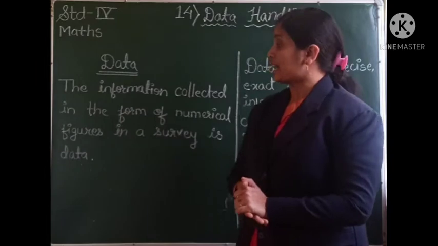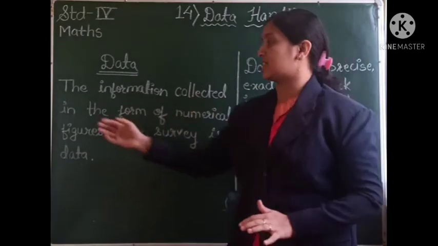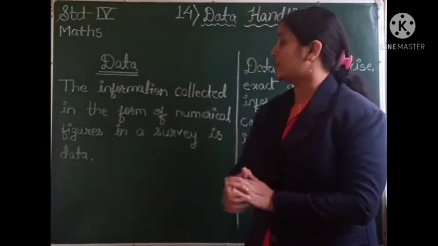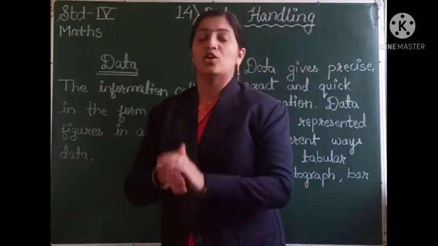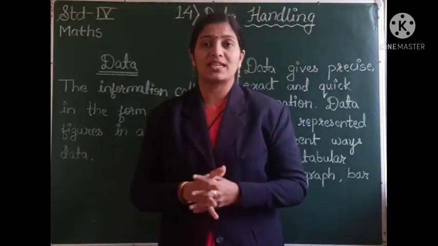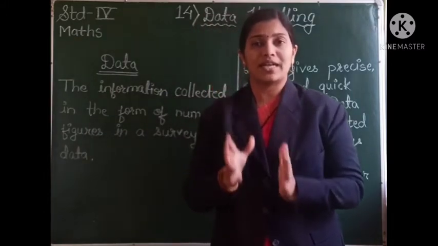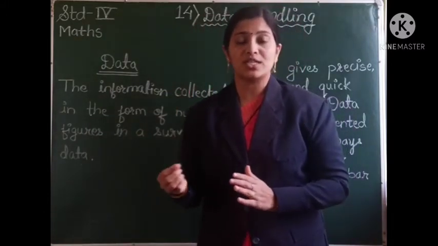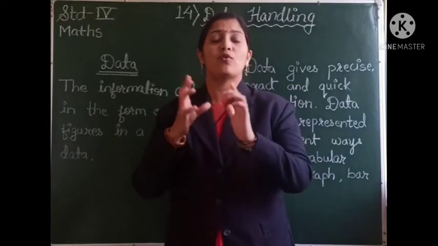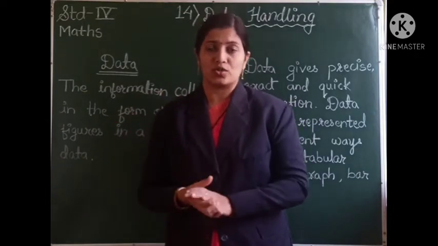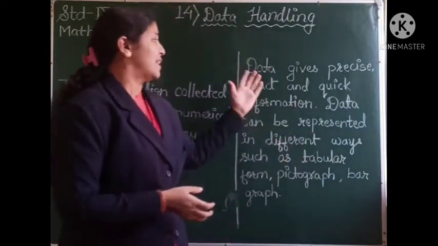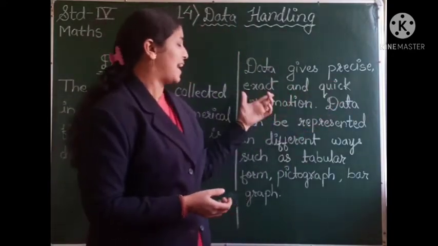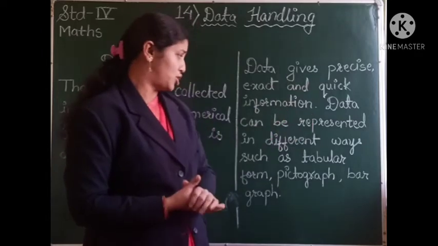Data is the information collected in the form of numerical figures in a survey. The information which is collected in the form of a table is not given in words, but it is written in the form of columns and rows. So it is called data. And data gives precise, exact and quick information.